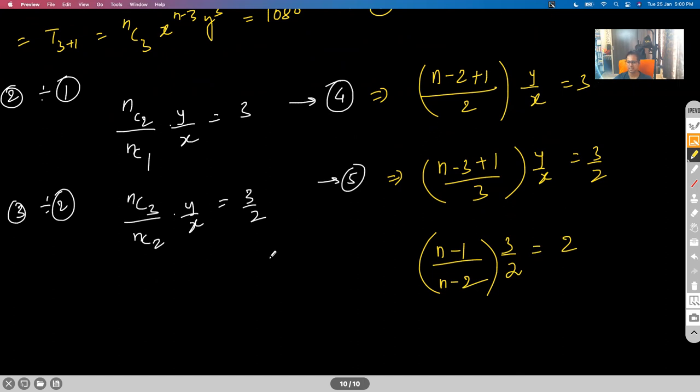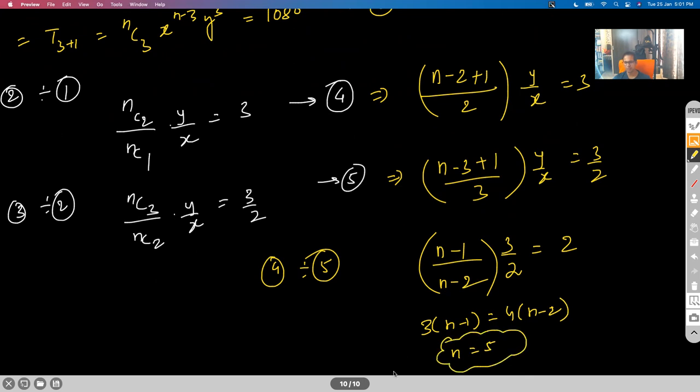So I'm just doing 4 divided by 5. Correct me if I'm wrong. Which means 3 times (n minus 1) is 4 times (n minus 2). Which clearly means the n value is going to be 5. Check it out. So the n value comes out to be 5. Any questions, any concerns?